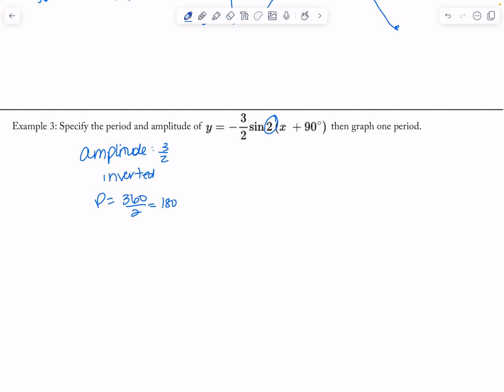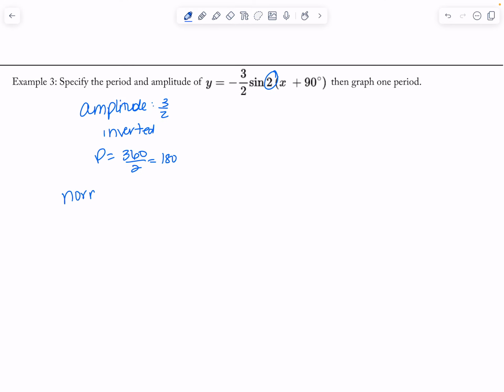Right? So now my normal values go from 0 to 180. So 90 is in the middle, then it's 45, then it's 135 for a normal period of 180 degrees. Now what I want to do is I want to move to the left by 90 degrees. So my new values will be negative 90, negative 45, 0, 45, and 90.